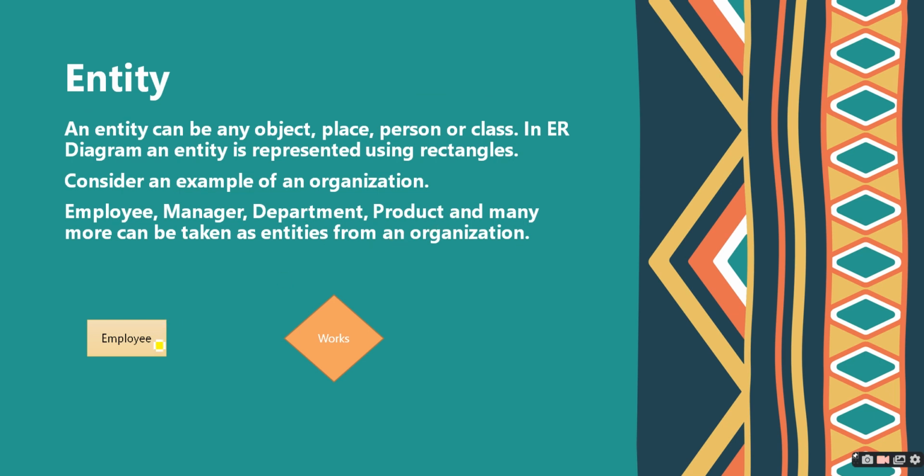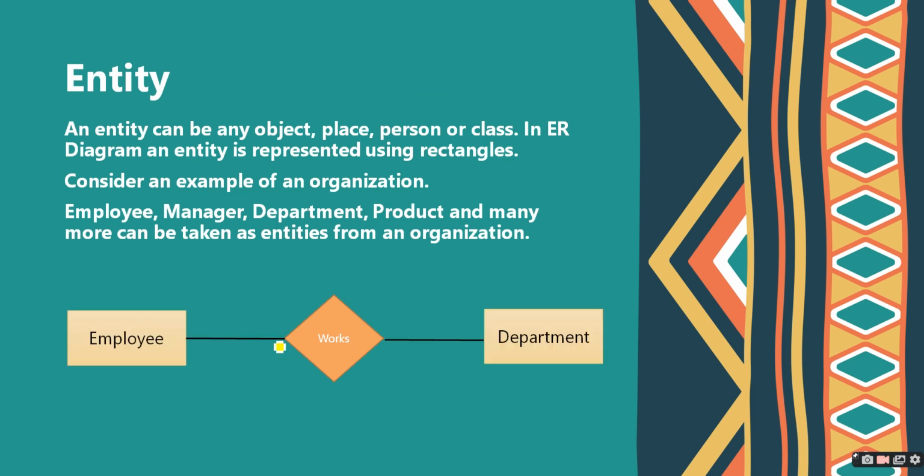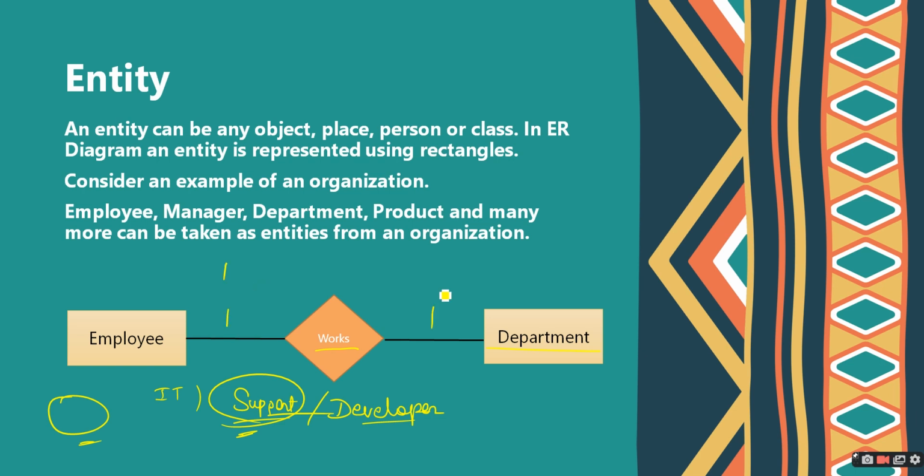And now let's see the relationship between employee and department. So an employee works in a particular department, right? One employee can work in different departments. Let's say I want to work in an organization of IT, so I can work in both the support department as well as the developer department, right? So I am a single employee, but I can work in different departments at a time. Or if I choose any one of them, then it is one employee, one department. So it can be 1 to 1 or 1 to n as well.